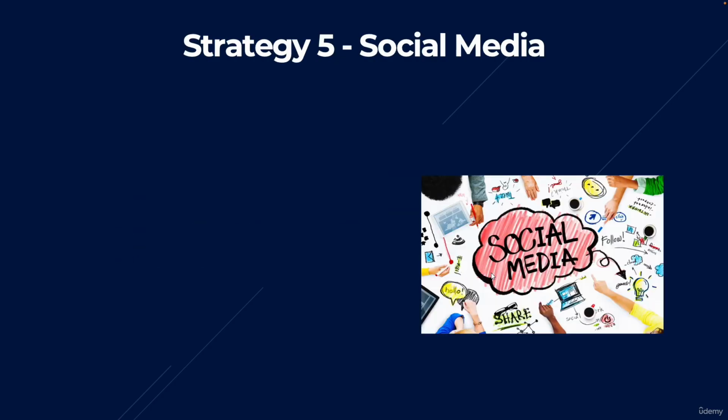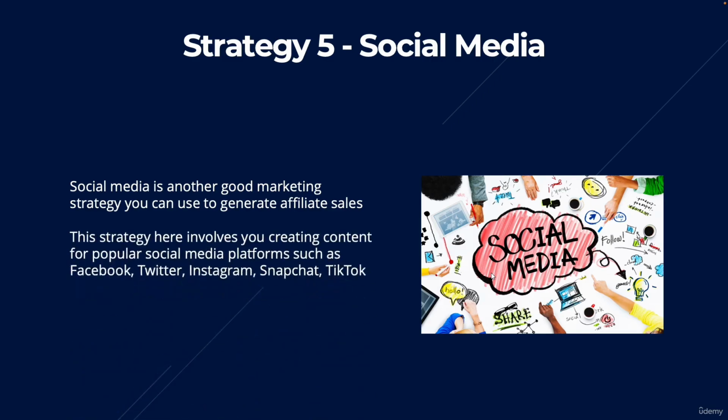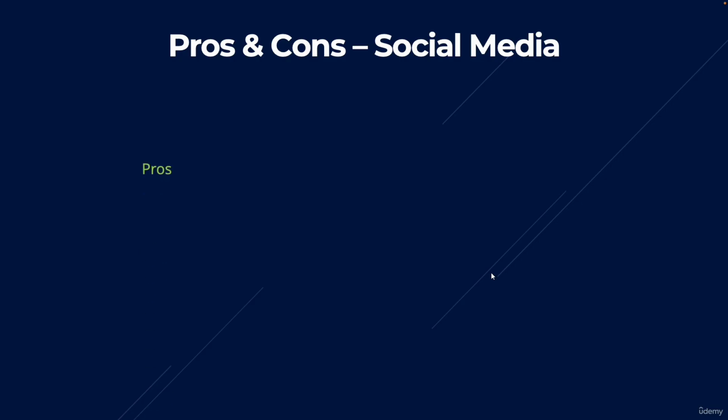Moving on to strategy 5, which is social media. So social media is another good marketing strategy you can use to generate affiliate sales. The strategy here involves you creating content for popular social media platforms such as Facebook, Twitter, Instagram, Snapchat, and TikTok. And you can do this in many ways, such as reviewing a product, telling everyone how awesome it is, and then tell them to swipe up or click the link to buy one of those same products too. And then in that description below, or when they swipe up, you will plug your affiliate link. That is what people will click, and that will allow you to generate your affiliate sales. So let's take a look at the pros and cons.